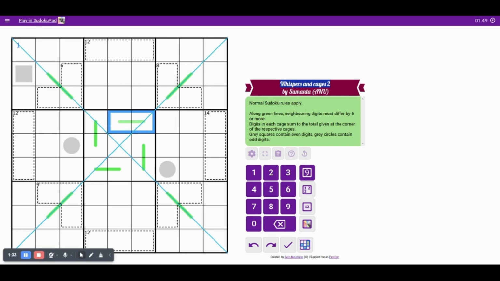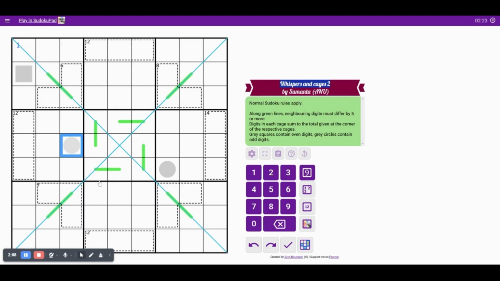So that's the typical German whisper rule. Next, digits in each cage sum to the total given at the corner of the respective cage. This says that these three cells sum to 6, these three cells sum to 12, etc. And gray squares contain even digits. So there is only one gray square here, and this cell has to be 2, 4, 6 or 8. And gray circles contain odd digits, so this digit has to be 1, 3, 5, 7 or 9. And so these are the rules.